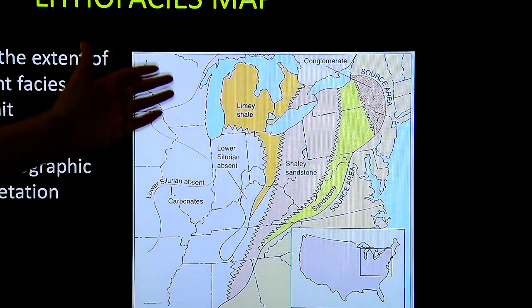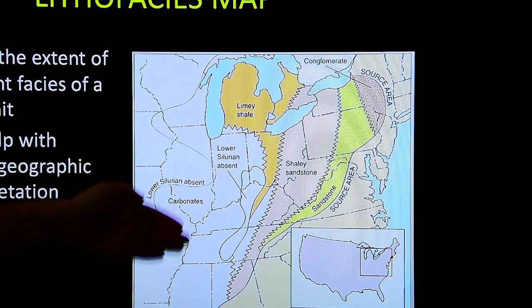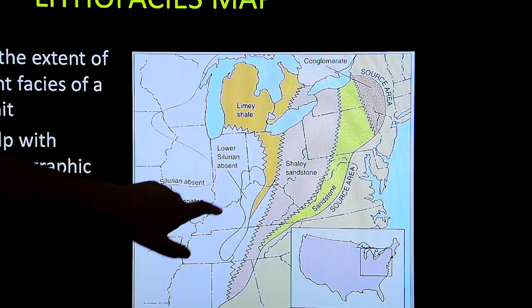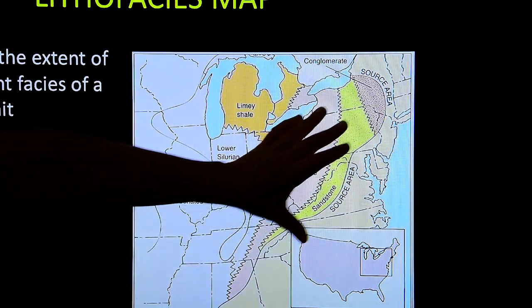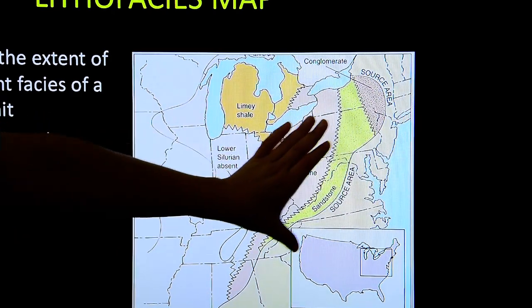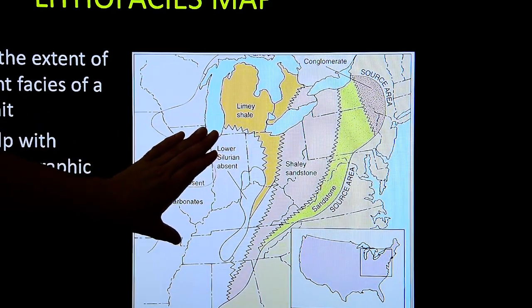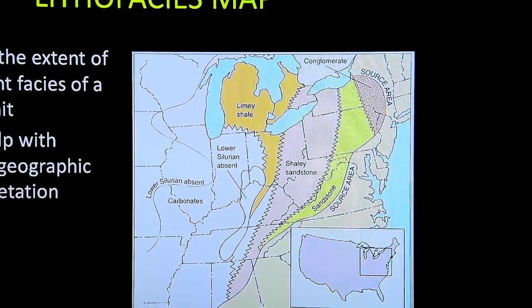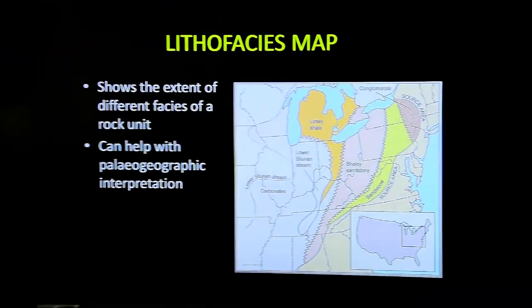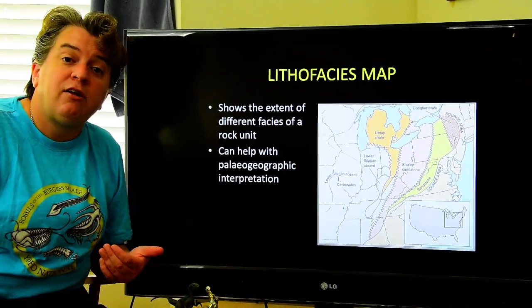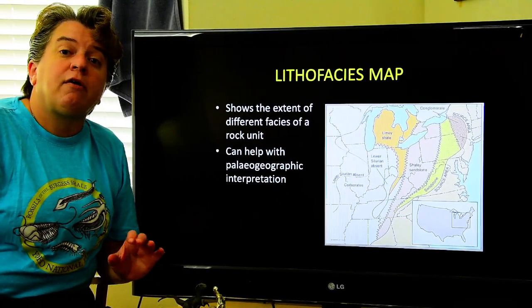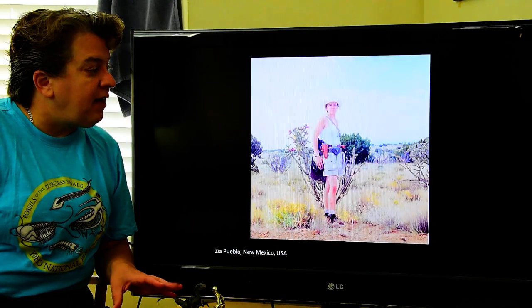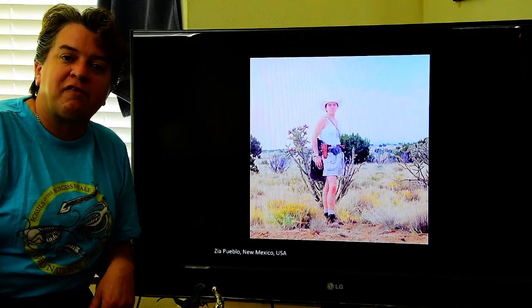And that tells us we must have had a shallow sea out here if we have carbonates like limestones. So we're going kind of from a mountainous area to a shallow sea over here. And by mapping out those lithofacies, that helps us come up with that interpretation. And so those are some of the types of maps that you'll be seeing throughout the semester.